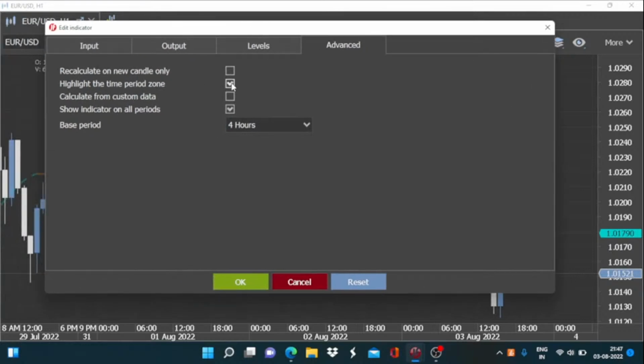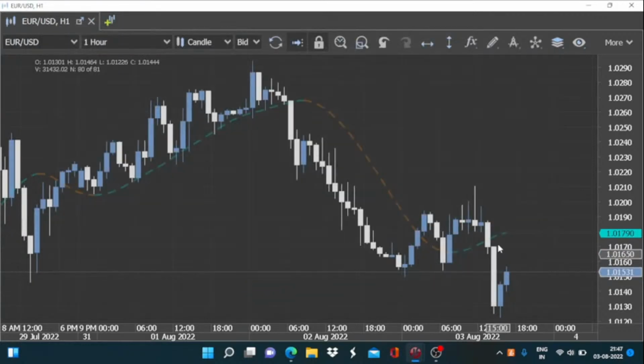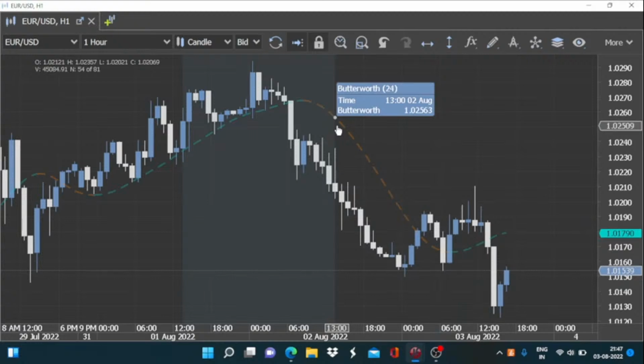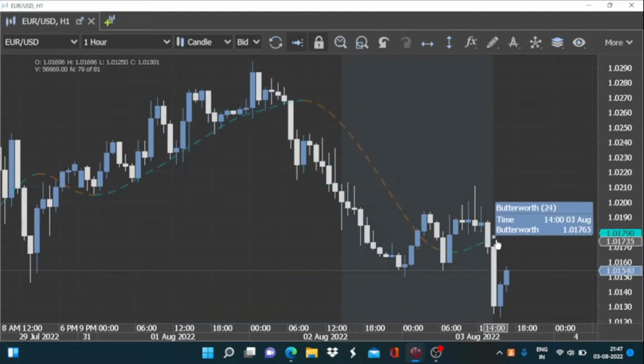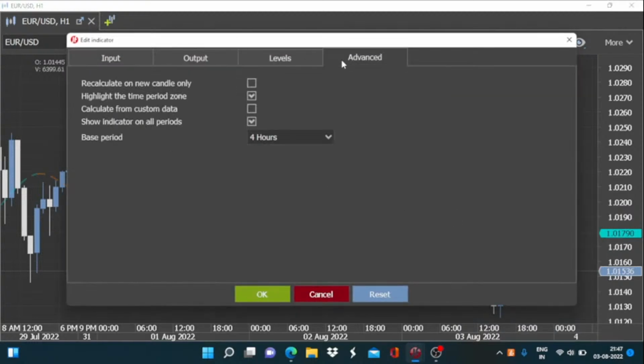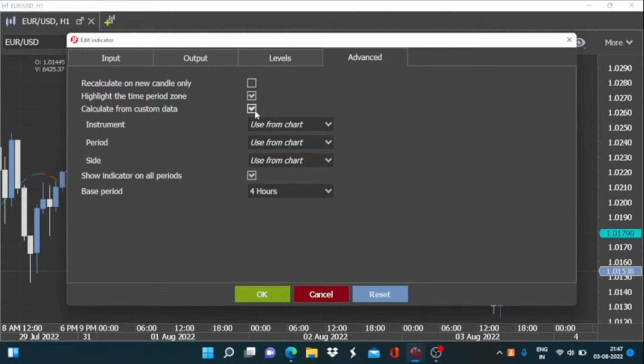If we want the calculation period to be highlighted, you can opt for this, so it will be easier for you to see what is the calculation period being considered whenever you are using this indicator. Then coming to the other options, we can customize the calculation data. For that, you can opt for this instrument from the chart.